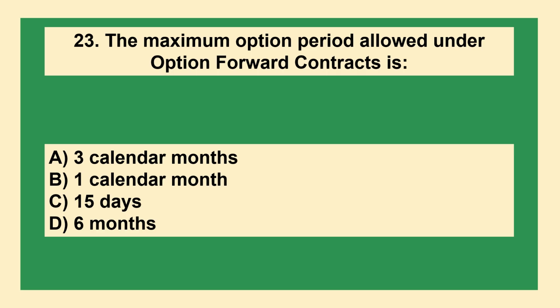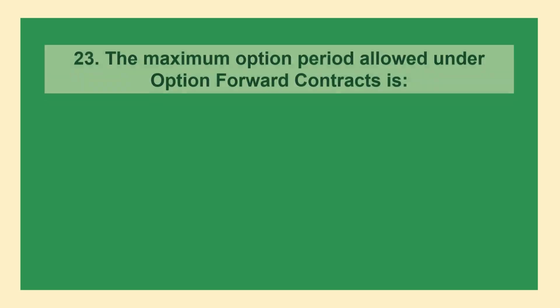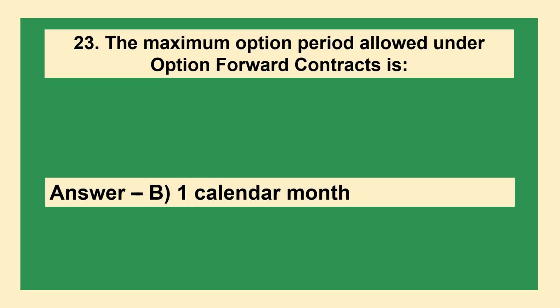Maximum option period allowed under option forward contracts is: option A, 3 calendar months; B, 1 calendar month; C, 15 days; D, 6 months. The answer is option B, 1 calendar month.